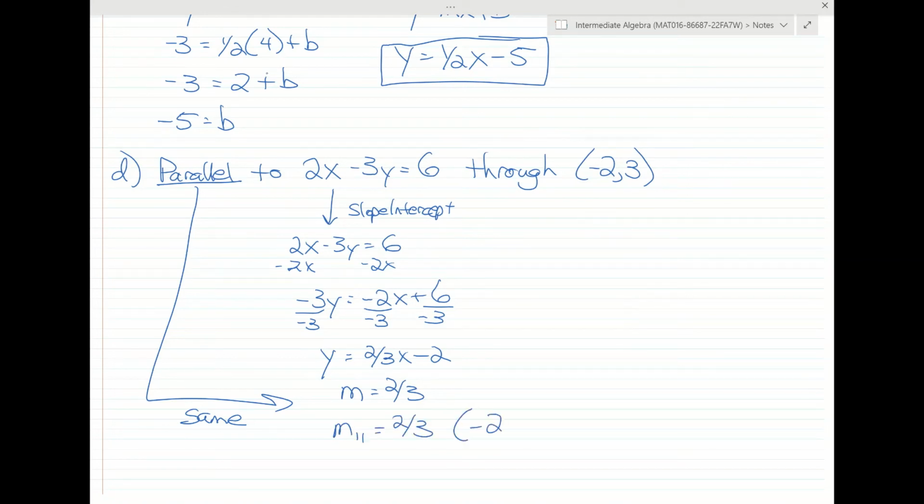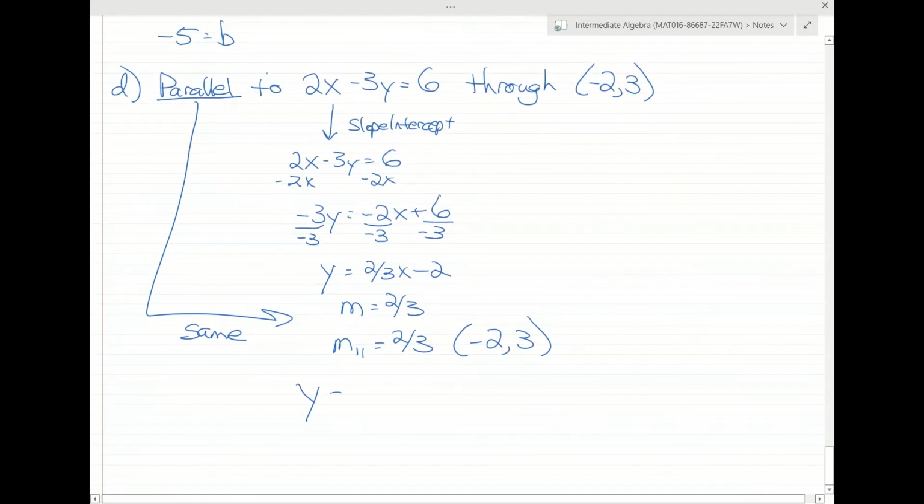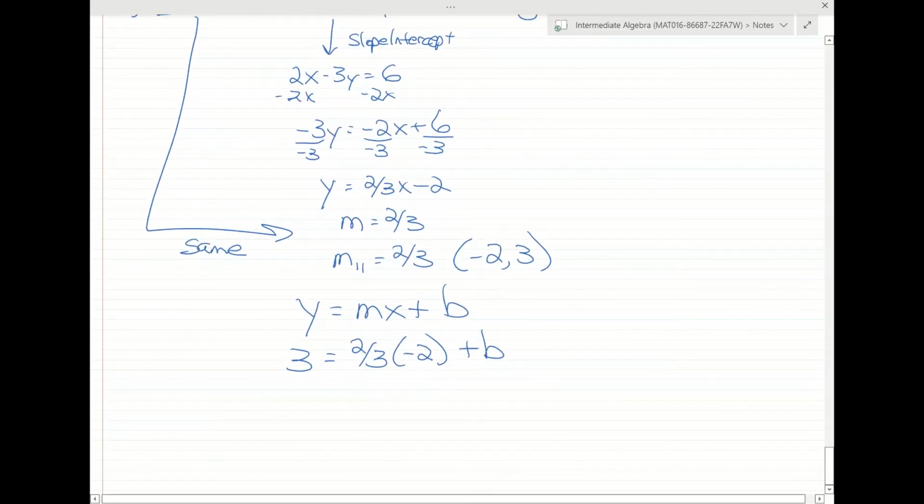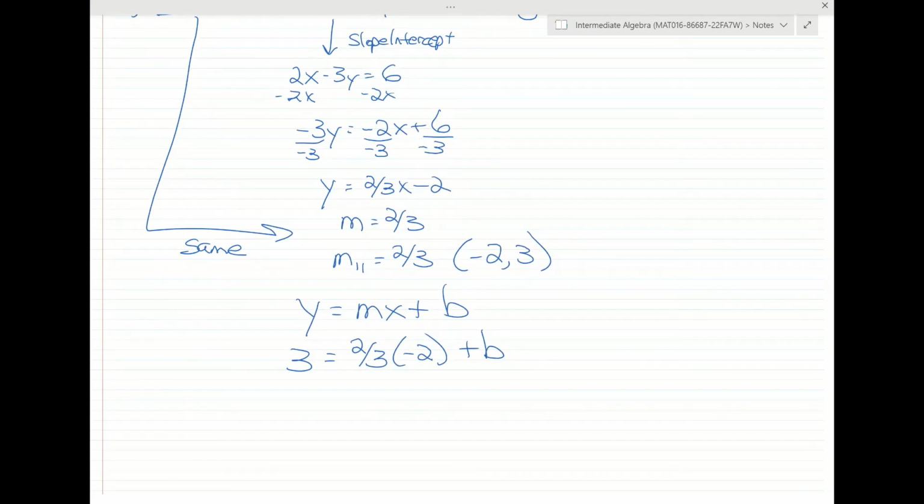We have a point, -2, 3. Now we just have to write our line, right? So let's say y is equal to mx plus b. We'll plug in what we know. The y is 3. The slope is 2/3. The x is -2. So 3 is equal to -4/3 plus b.